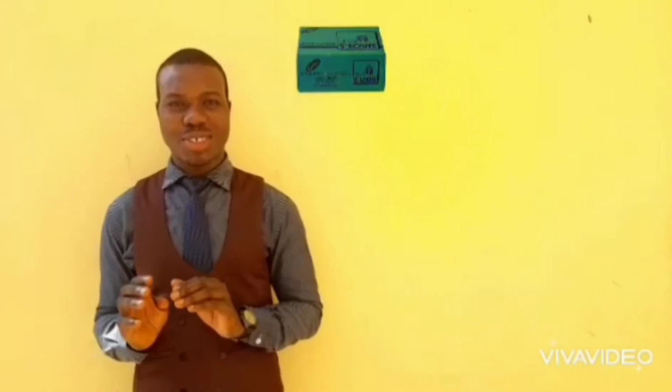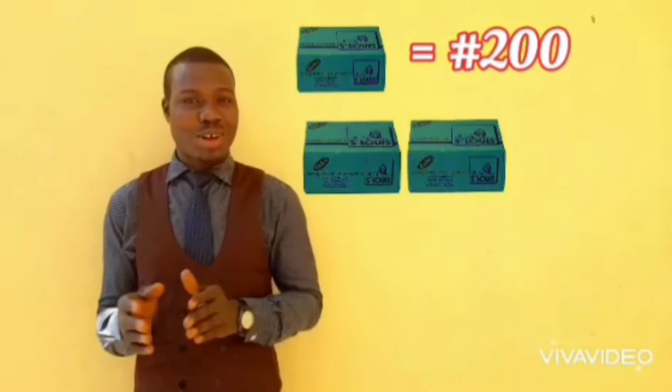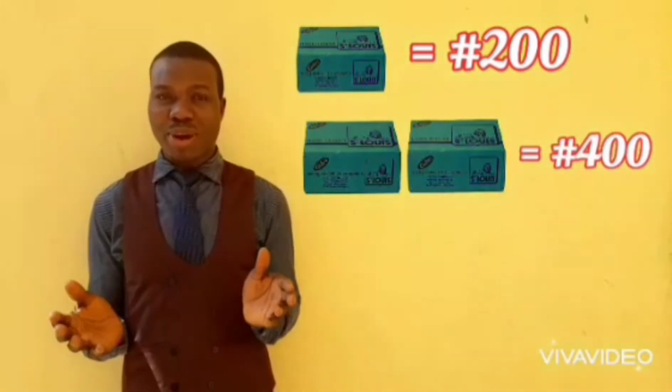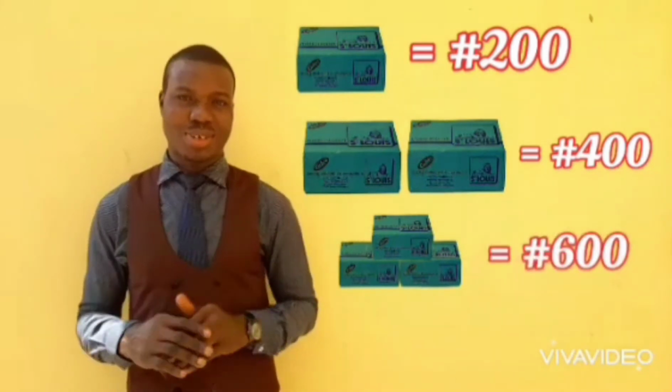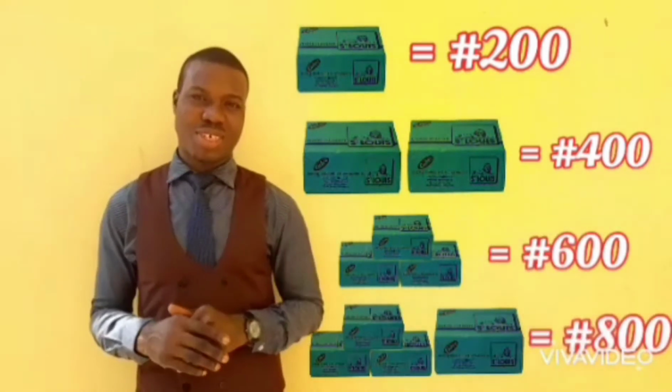Hi, imagine that a packet of sugar costs 200. What should 2 packets of sugar cost? Yeah, 400. And 3 packets should cost 600. And 4 packets should cost 800.